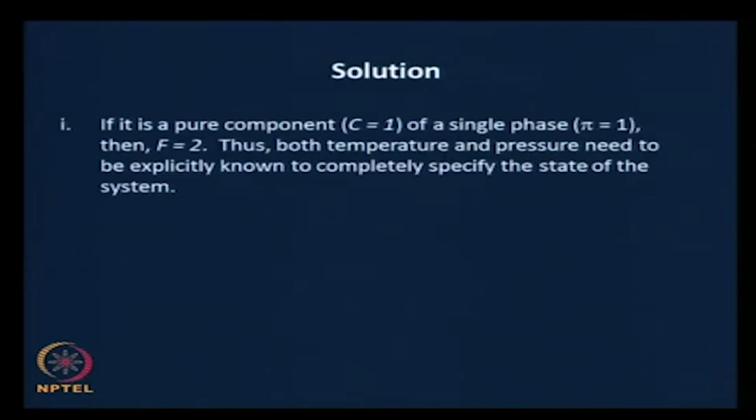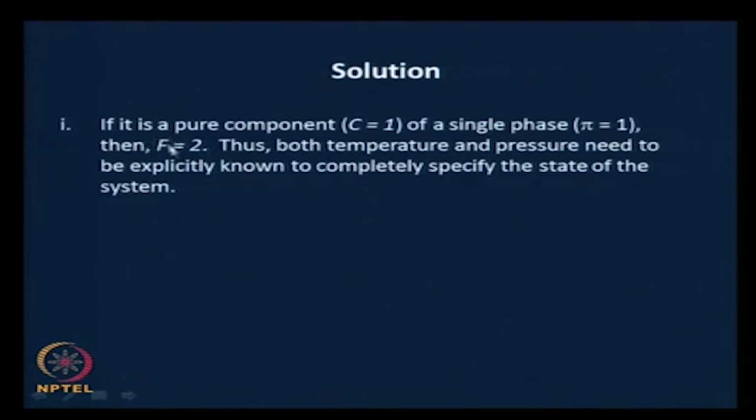Okay. This was a straightforward application of the phase rule, therefore, most of you would have gotten the solution already. The solution is as follows. We said the first system is a pure component, which means C is 1, single phase, which means pi is 1, and therefore, C minus pi plus 2, in this the 1s cancel, we get f equals 2, and therefore both temperature and pressure need to be explicitly known.